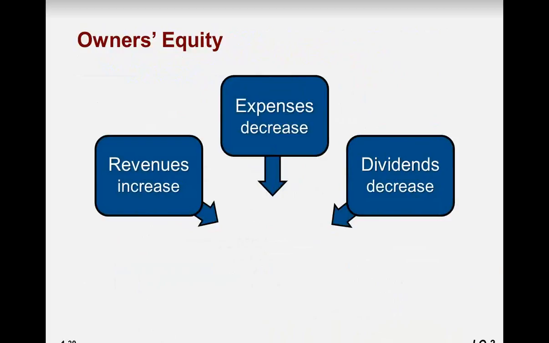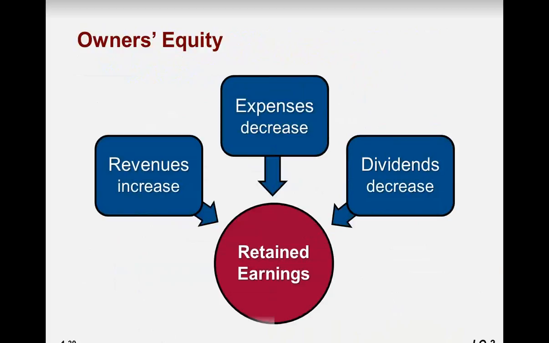So revenues increase owner's equity, expenses decrease it, and dividends decrease it. And those all flow into retained earnings, which are our cumulative earnings over the life of the business less any dividends we have paid out.